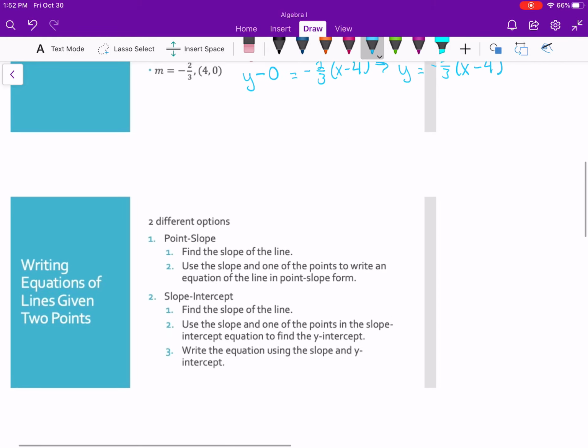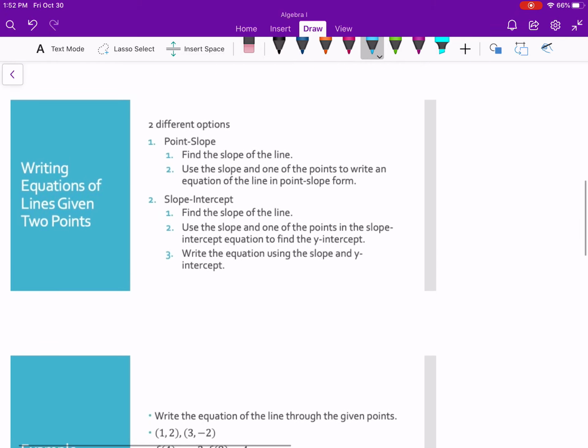So let's look at what happens when we're given 2 points. In those examples, we were given a slope and a point. Now we're going to be given 2 points. So we have 2 different options. We can use point slope or slope intercept form. I will do an example of both of them, but I just want to focus more on the point slope today. So I'm going to look at this first example here. We're going to use the points 1, 2, and 3, -2.